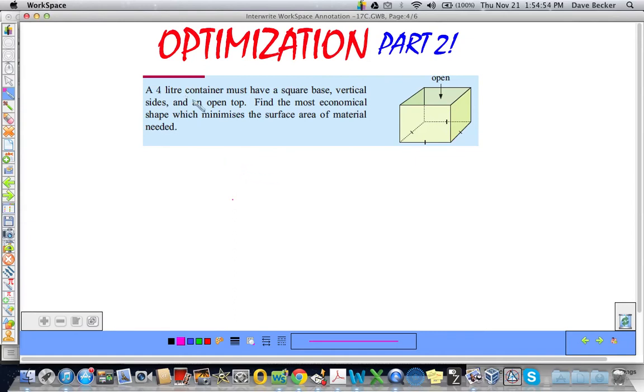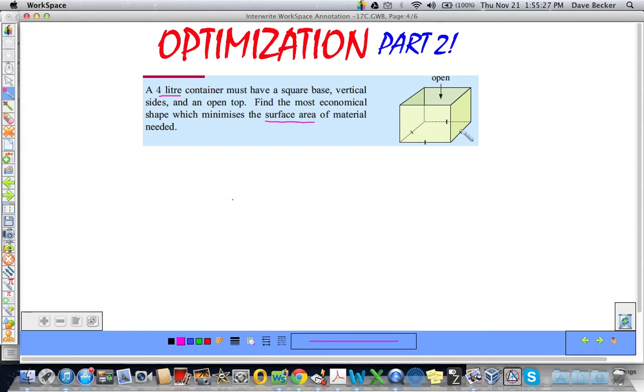We have a 4-liter container, and it must have a square base, vertical sides, and an open top, as pictured here. Find the most economical shape which minimizes the surface area of material. So I'm underlining a couple of important things here because we have no function here, and when we don't have a function, we need to make a function of what it is that we need to maximize or minimize. So we need something for surface area, and we know something about volume.